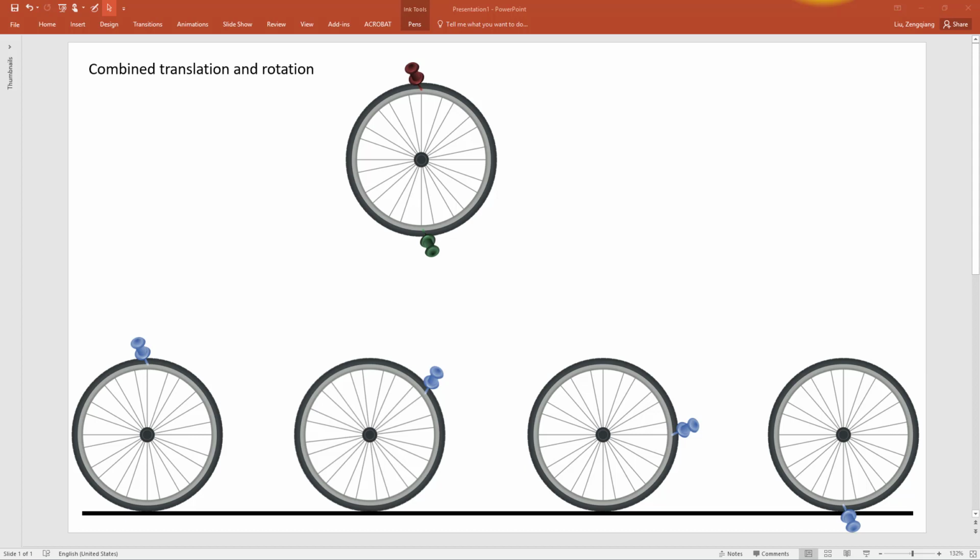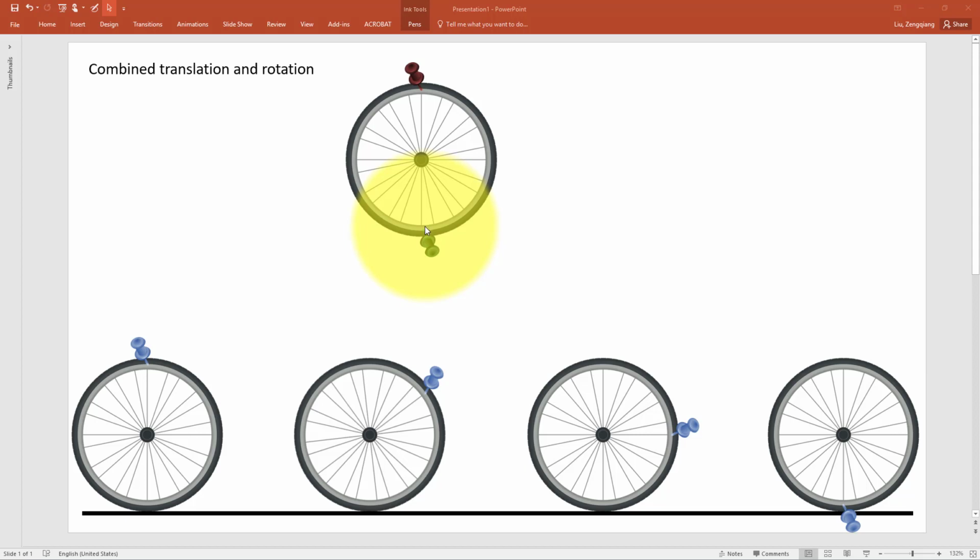Right, so we have combined translation and rotation. So I have a bicycle wheel. Just don't be distracted by all these pins that are sticking against the tires. These are just for marking the positions. So combined translation and rotation is something we have not done yet.